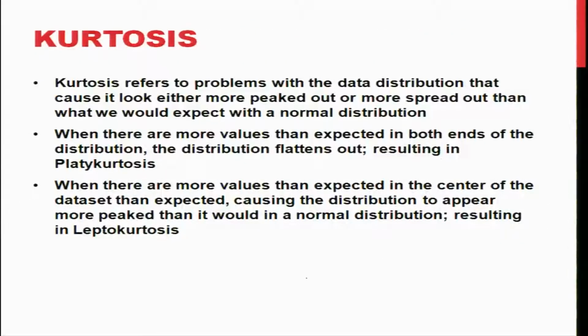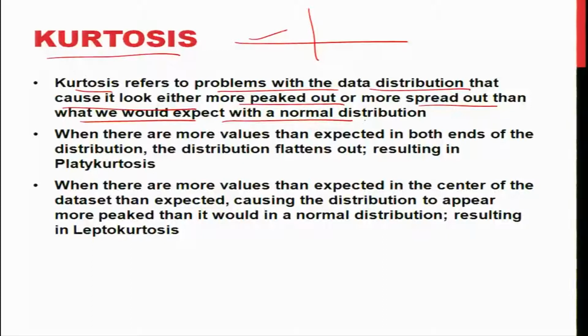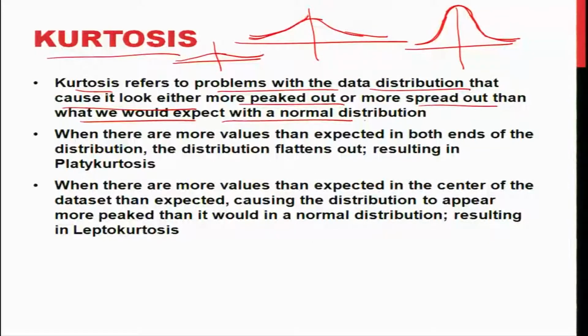The other concept that we talk about is kurtosis. Skewness talks about the symmetry of the distribution. Kurtosis, on the other hand, refers to cases where the data distribution looks either more peaked or more spread out than what we would expect in a normal distribution. You might assume the normal distribution is symmetric like this, but you could think about a scenario where it is more peaked like this, or another scenario where it is more flat like this. Anyway, my normal distribution drawing skills are quite bad.